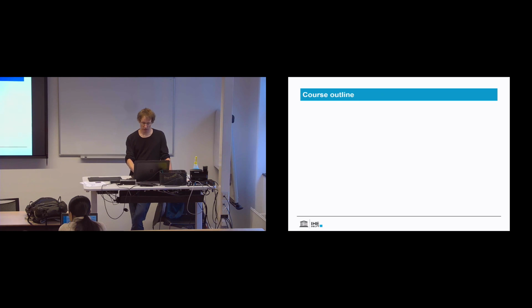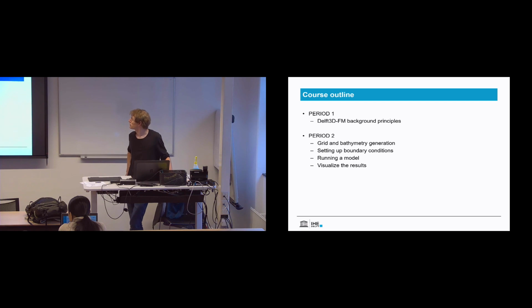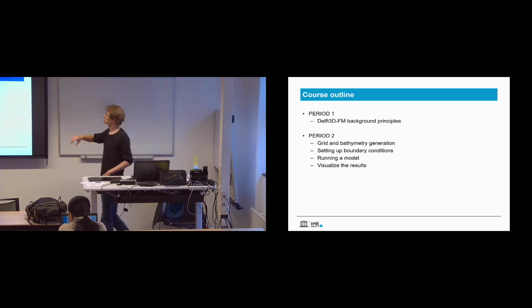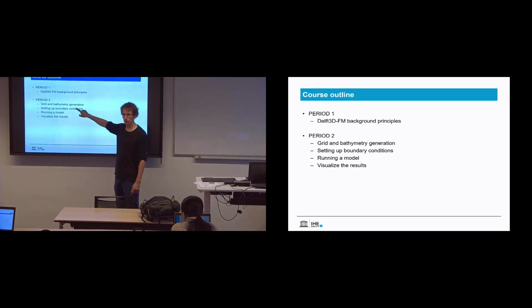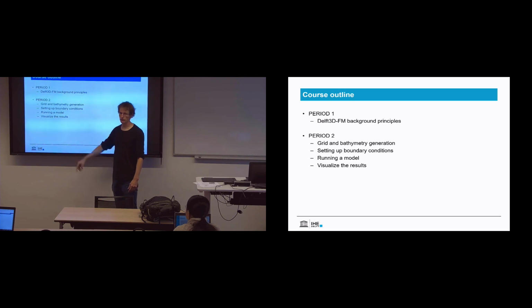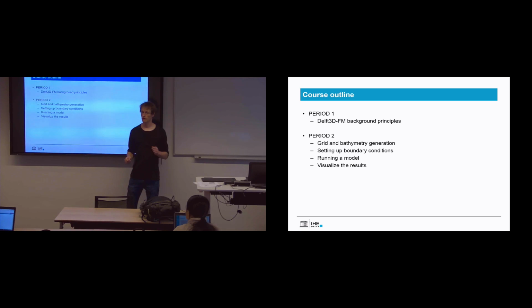So how are we going to do that? First, I'll tell you a little bit about the background principles of Delft3D, and then the second period. Sorry, that didn't go well. In the second period, first we're going to make our own unstructured grids. Then we're going to do an exercise where we actually impose boundary conditions, so we're going to impose water levels and discharges on an estuary model. Then we're going to run it and visualize a little bit of the results in Delta Shell and also in QuickPlot. I hope you still have Delft3D 4 on your laptops with QuickPlot working.